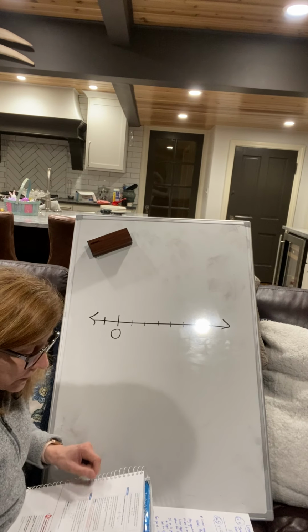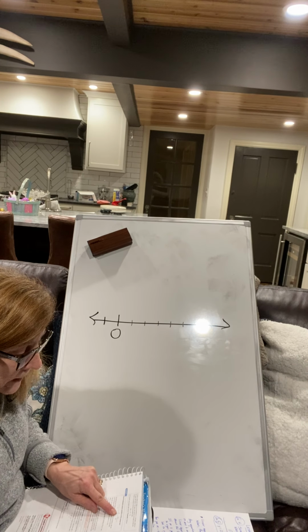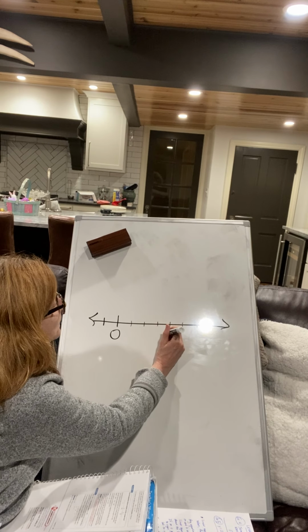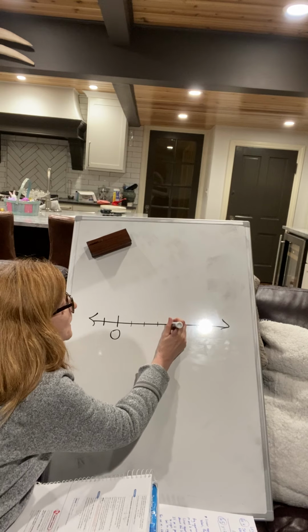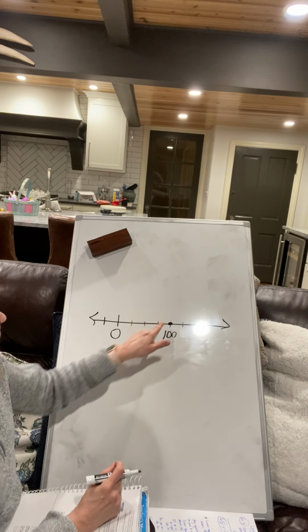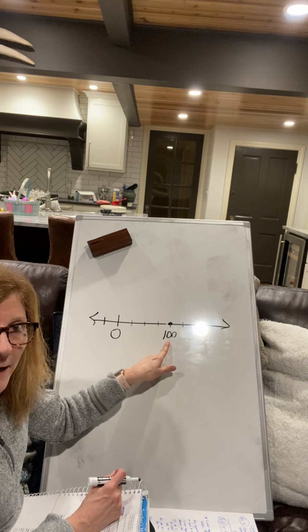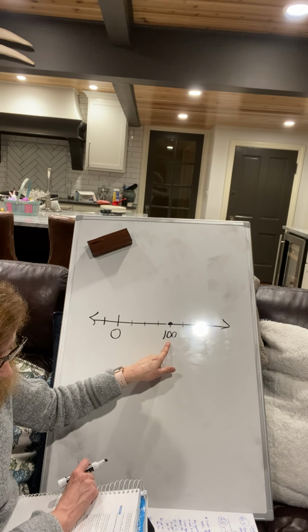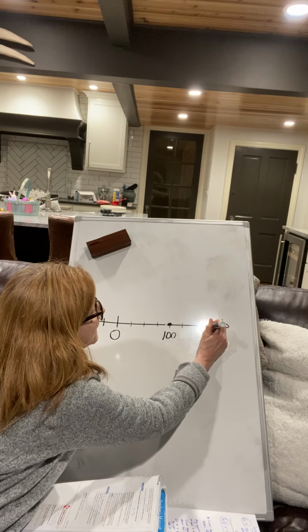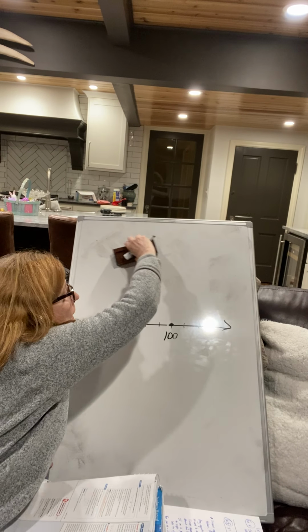So it shows us, let's see, I think right here is 100, and it has a dot on the line because that shows that is a point that they want you to know, 100. And then it has a point over here. I'm gonna have to make my line bigger.